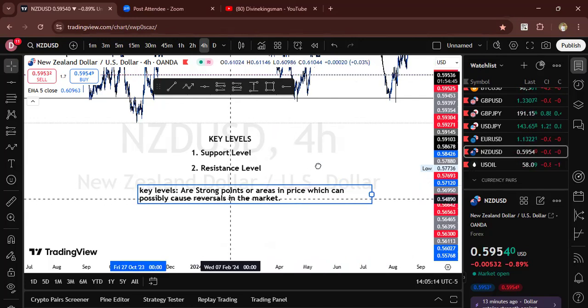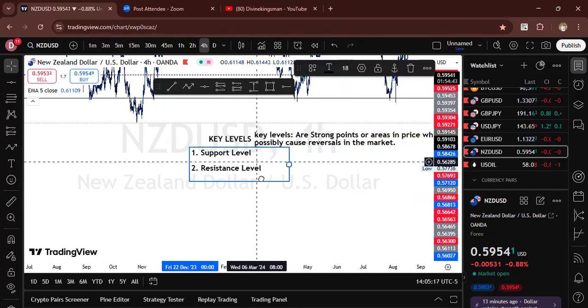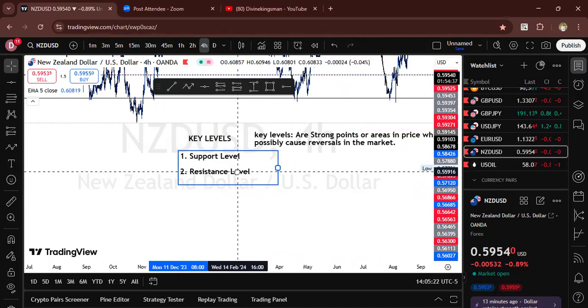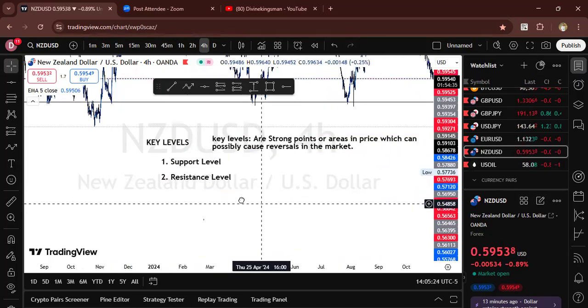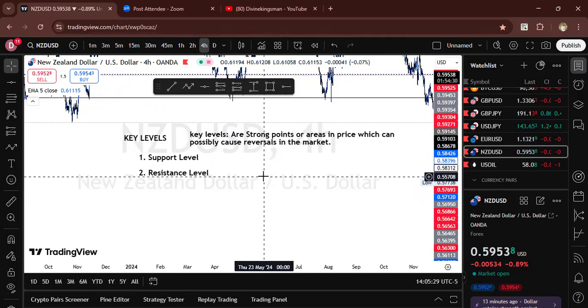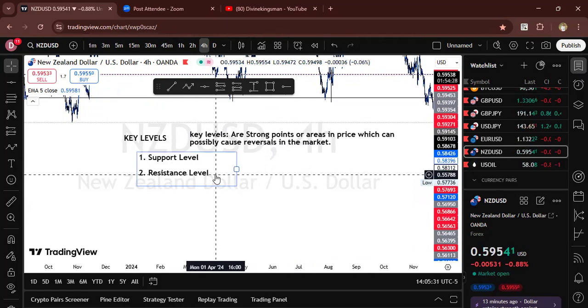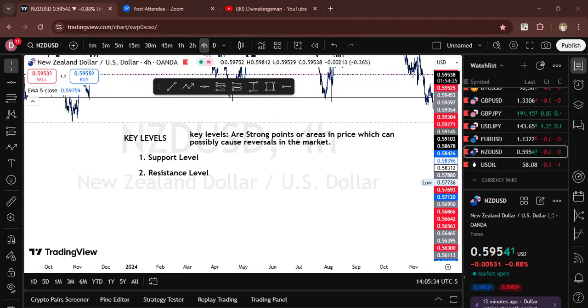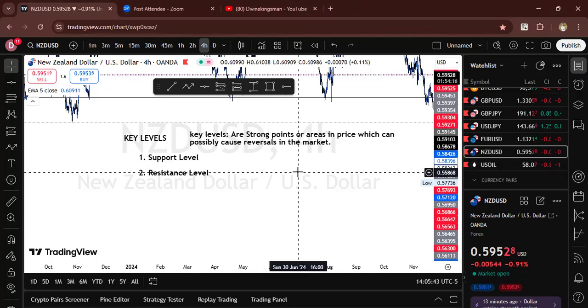So let me just put this up here. Key levels are divided into two, the support level and then the resistance level. Key levels are strong points or areas in price which can possibly cause reversal in the market. Now, what is support level? In this video, I'm going to be showing you how to draw your support and resistance level. But first, let me explain what is support level and what is resistance level. Then I'll show you how you can draw them.